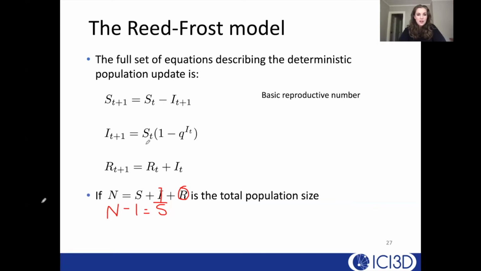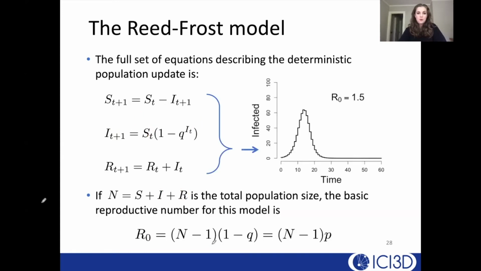N minus 1, and we substitute that I_t was 1, and we get that the number of new infectious individuals, the basic reproduction number, is N minus 1 times 1 minus q, or N minus 1 times p.